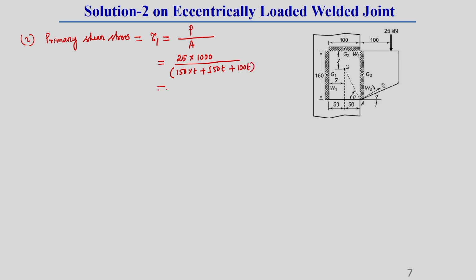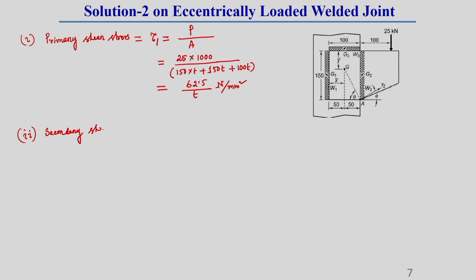So this will give us the primary shear stress equal to 62.5 divided by T, in Newton per mm square. This is the primary shear stress. Now, what is secondary shear stress? Now we will go for finding out the secondary shear stress.